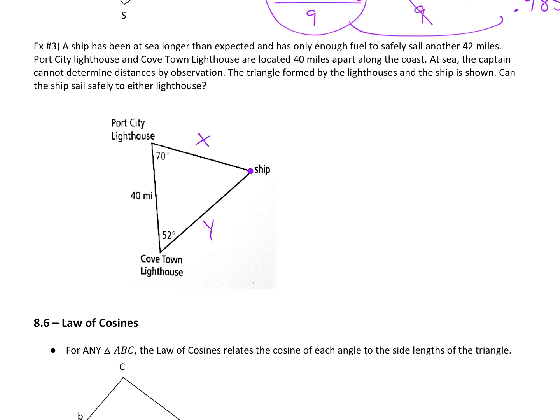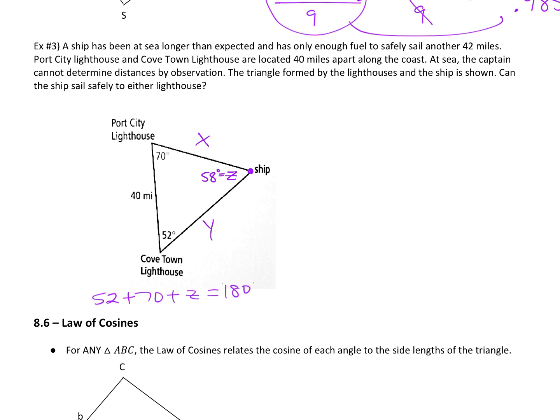Do you see a piece of information that we know but isn't written in? Yeah. The third angle. We can find that third angle because it's got to add up to 180. So 52 and 70, and we'll call this Z, have to equal 180. So if we take that away, that third angle, what is it? 58. That third angle is going to be 58 degrees.